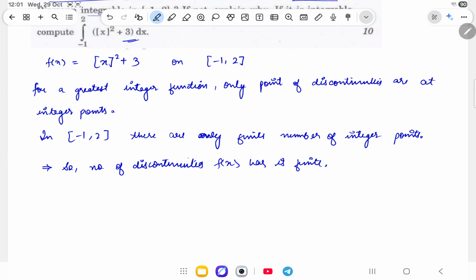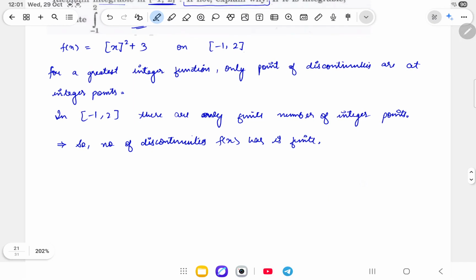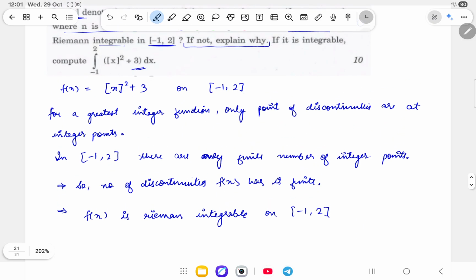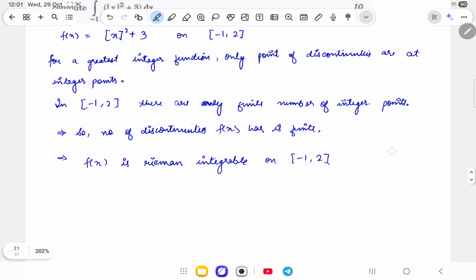And like in the previous question, we used a result that if a function is a bounded function which has discontinuities at a finite number of points, then that is Riemann integrable. So using that result, I can claim that my function f(x) is Riemann integrable on the closed interval minus 1 to 2. Also, you were supposed to show that this is a bounded function, so let's do that as well.